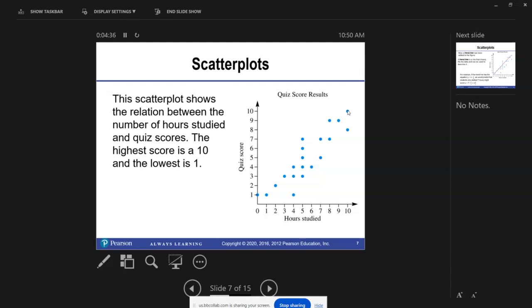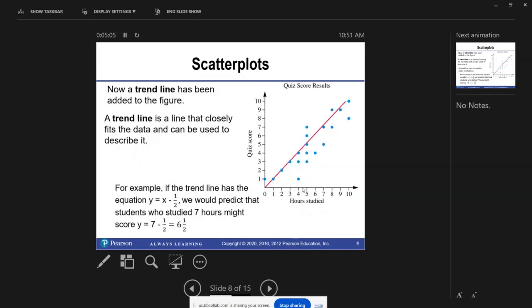Now, when you have a scatter plot, you're plotting like this person here studied for 0 hours and they made a 1. This person studied for 1 hour and they made a 1. This person studied for 2 hours and they made a 2, and so on. Okay, so that data is representing the number of hours studied and the actual score with each point there.